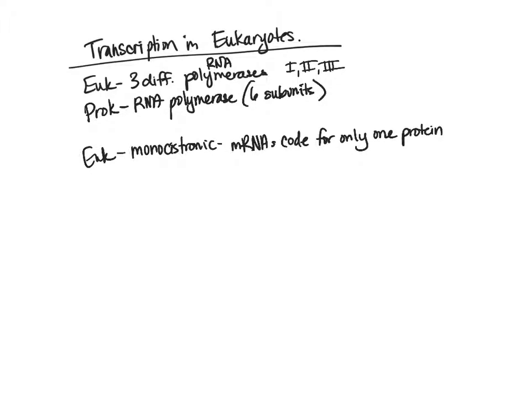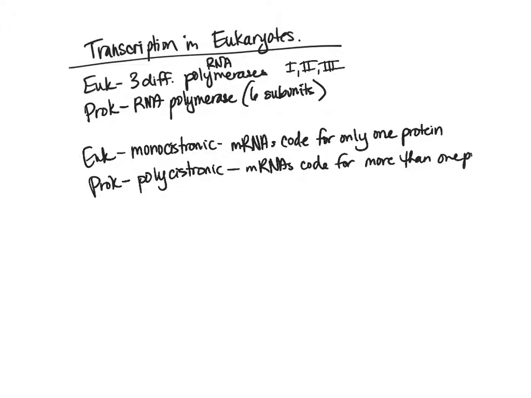But in bacteria and archaea, so in prokaryotic organisms, they are polycistronic. Polycistronic meaning that the mRNAs code for more than one protein, and can be many. And not only do they code for more than one protein, but all of the proteins that are encoded in that mRNA have related functions. So this is another way that prokaryotic organisms are very, very efficient.